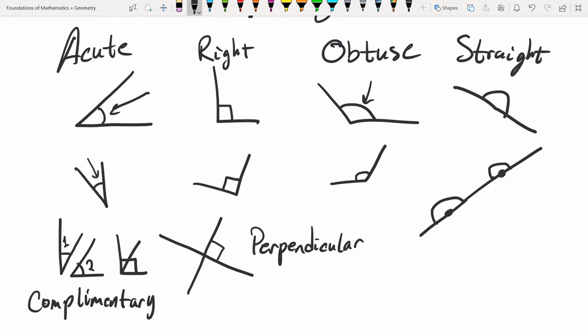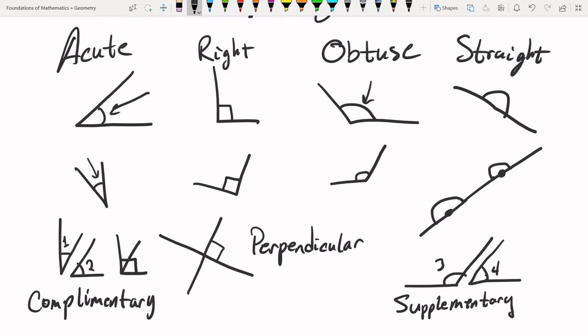If two angles, we'll name them angle 3 and angle 4, here, I drew that badly. If these add up to 180 degrees, these are called supplementary. With an E, not an I. Supplementary. And you can see that these two combine together to give us this 180 degree angle.